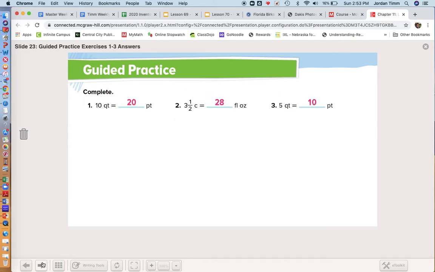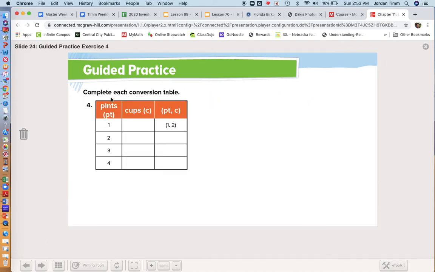Okay, let's move on. We need to complete the conversion table. So this is similar to a few lessons ago. We have to look at what it's asking. We have pints here. We have cups. So we need to know how many cups are in 1 pint.